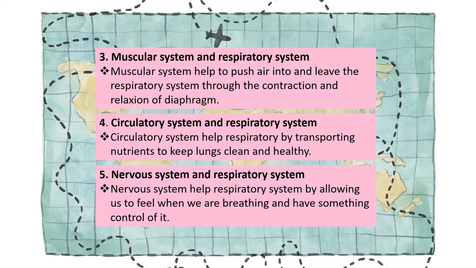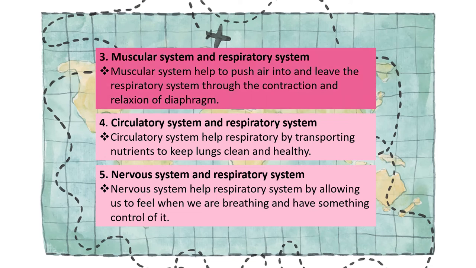Next is the respiratory system related to the circulatory system in the human body. The circulatory system is very useful. This system transports the food, nutrients and oxygen to our body cells. It also delivers carbon dioxide and waste products. This helps the respiratory system by transporting nutrients to keep the lungs clean and healthy. In return, the respiratory system allows air to keep the circulatory system going.